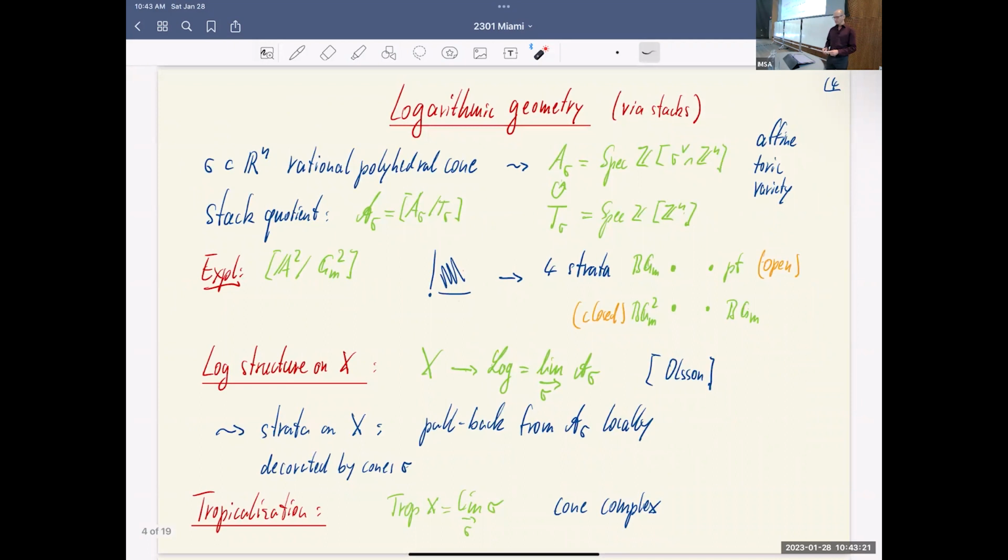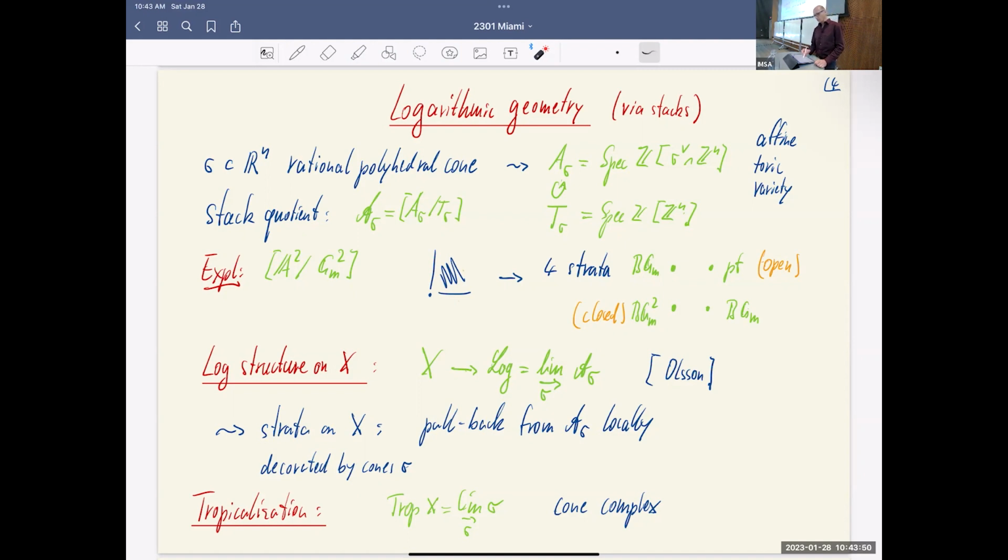My impression, or my expectation, is that very few here in the room are actually actively working with log geometry. I'm not going to explain what I've done 1,000 times in my career, like what a log structure is using monoid sheaves. But maybe it's useful to give you a stacky perspective on log structures. It must be more palatable to some of you.